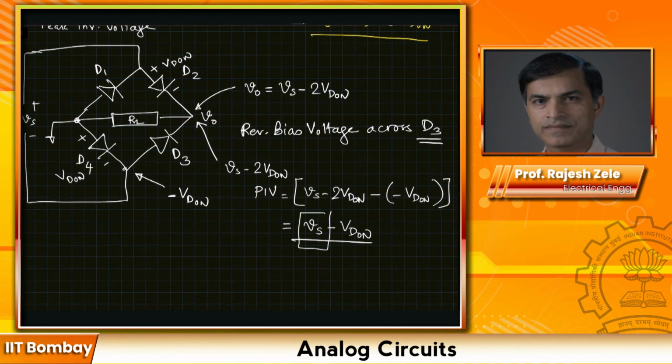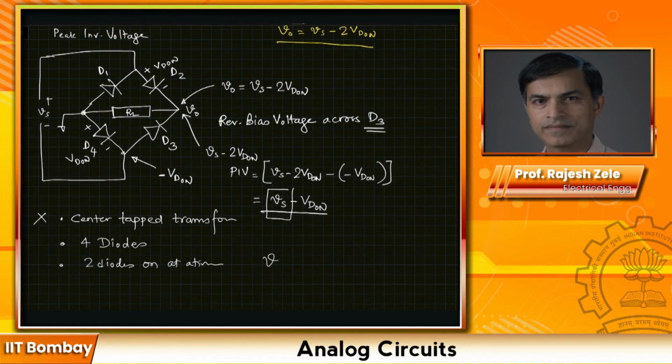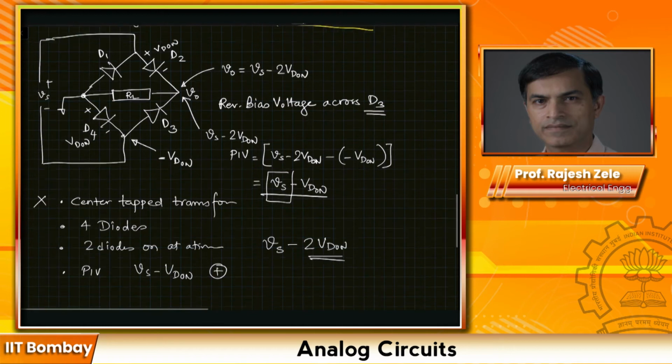So what are the advantages of this particular bridge rectifier? First of all, we don't need a center tap transformer. So that's a positive thing. Of course, we need 4 diodes, but diodes are cheap, so it's okay. And at a time, only 2 diodes are on, and they are in series, and that gives you a peak output voltage of Vs minus 2 Vd on, and PIV is Vs minus Vd on. So this is a positive, smaller.